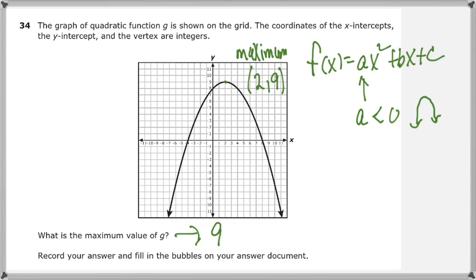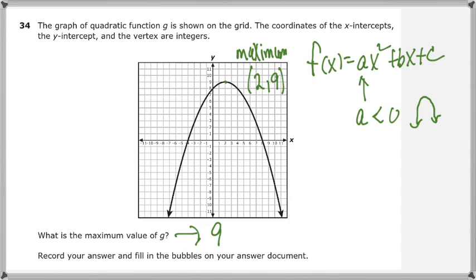This is a griddable item, so you're just going to have to put in 9 for your griddable answer, and 9 is your answer for this one. If you have one like this on the STAAR test, it should be a pretty easy, straightforward problem for you to solve.